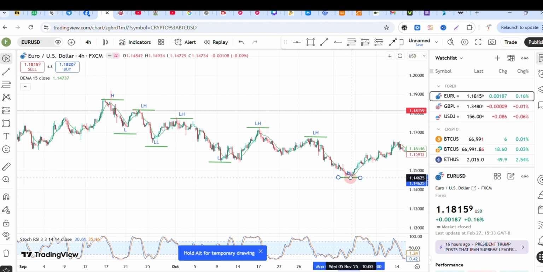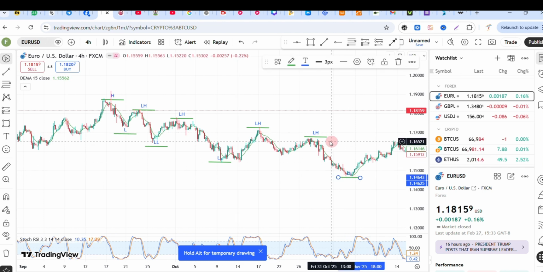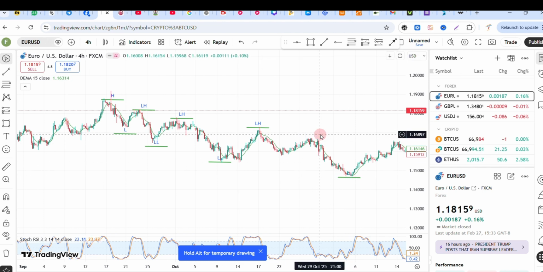Okay, let's put this here. Let's take this out. So now what do I mean by lower high and lower low? This is what it simply means.